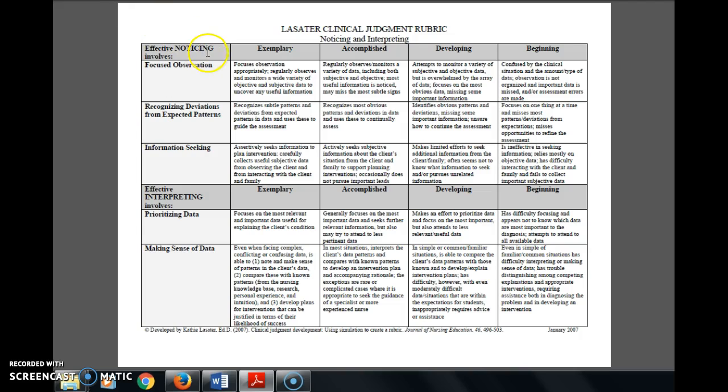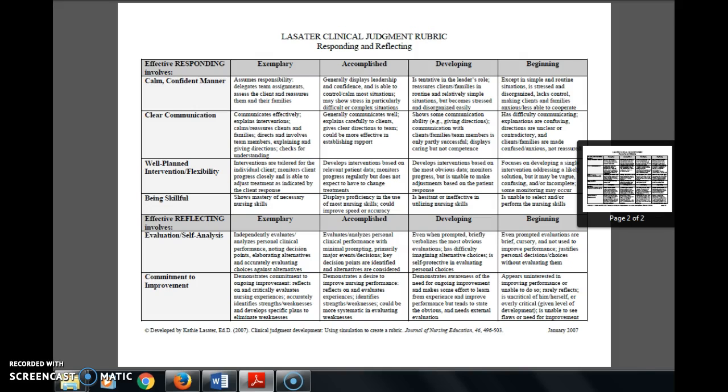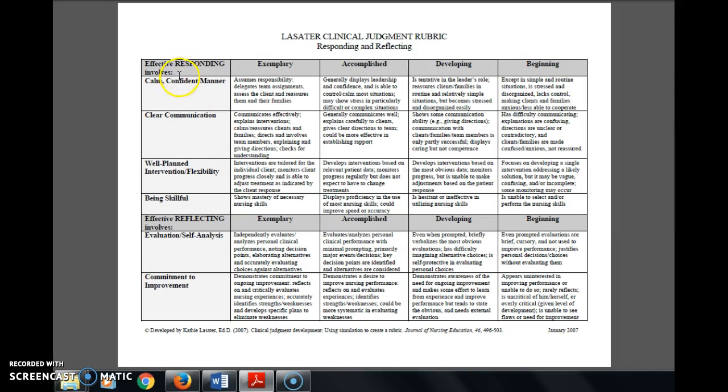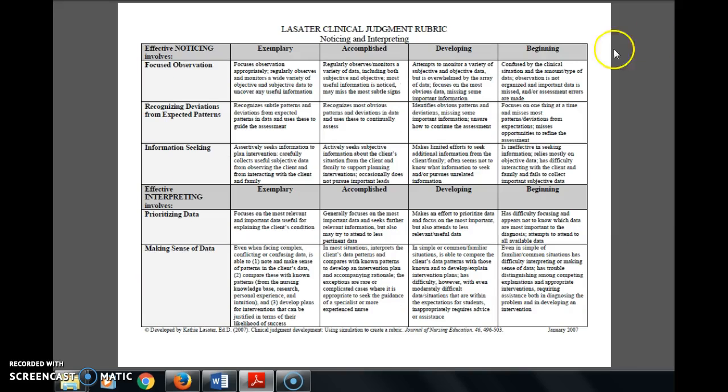And you can see on the left there are major headings: noticing, interpreting, and then on the second page you'll see responding and reflecting. So this tool is really helpful in thinking about how people are doing in terms of this very complex set of skills that nurses need when they are working with patients.